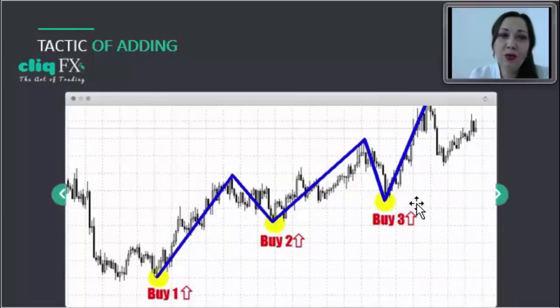And what you can do with 2 previous orders, you have 2 variants here. So you can close your buy 1 and buy 2 and leave only buy 3. But you can do it anytime actually as the market moves on. So you can leave buy 1, buy 2 and buy 3 open.